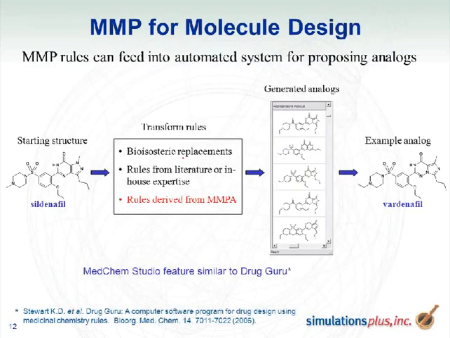Also in MedChem Studio, we have a way of applying transformation rules. This was already built into MedChem Studio, and it simply will take a single compound and generate a number of analogs based on rules. These rules can either be bioisosteric replacements, or rules from literature or in-house experience. And we could also add rules derived from a matched molecular pair analysis. You would want to apply rules that are specific to your particular target, though if it was some other property, say solubility, you could apply that more globally.